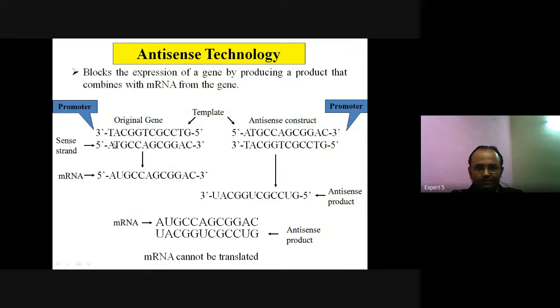Here is the promoter sequence, where RNA polymerase binds, and then it is expressed and forms mRNA. This is the original gene, the sense strand, which is expressed and forms mRNA. Here is the antisense construct of this original gene, whose expression is to be blocked. The antisense construct is expressed and forms the antisense product of this mRNA. Both the RNAs are complementary to each other. mRNA cannot be translated because double-stranded mRNA cannot participate in the translation process, and sometimes the double-stranded structure of RNA activates the cellular RNase H, which cleaves this double-stranded product.